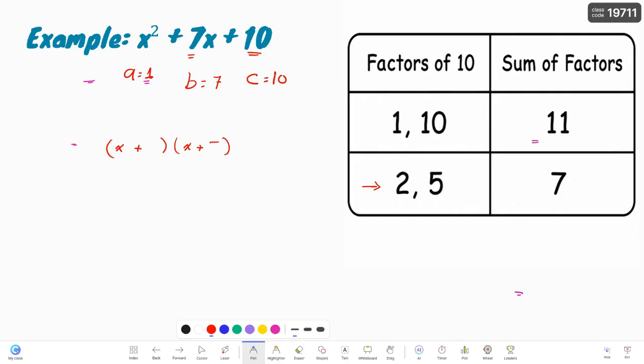So I'm going to write here 5 and write here 2, and it doesn't matter which one goes to the right or which one to the left. So, and we are done. So this is how you factor a quadratic trinomial.